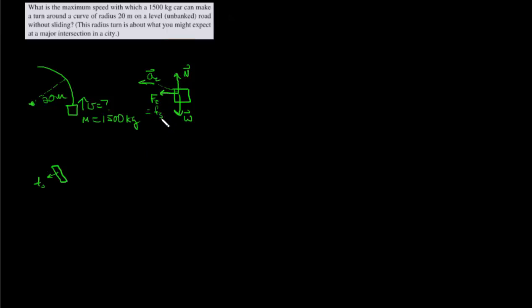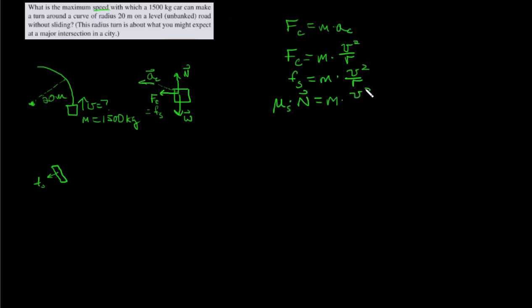All right, let's begin analyzing this. My centripetal force is equal to the mass times the centripetal acceleration. This is how you always want to start, no matter what we want to determine. I want to know speed, so I need velocity in here, and that's in the acceleration. The centripetal force is equal to the mass times v squared over r. Now I have my v, I know r, I know the mass. The centripetal force is the static frictional force, so that's equal to m v squared over r. My static friction force is the coefficient of static friction times the normal force, which is equal to m v squared over r.